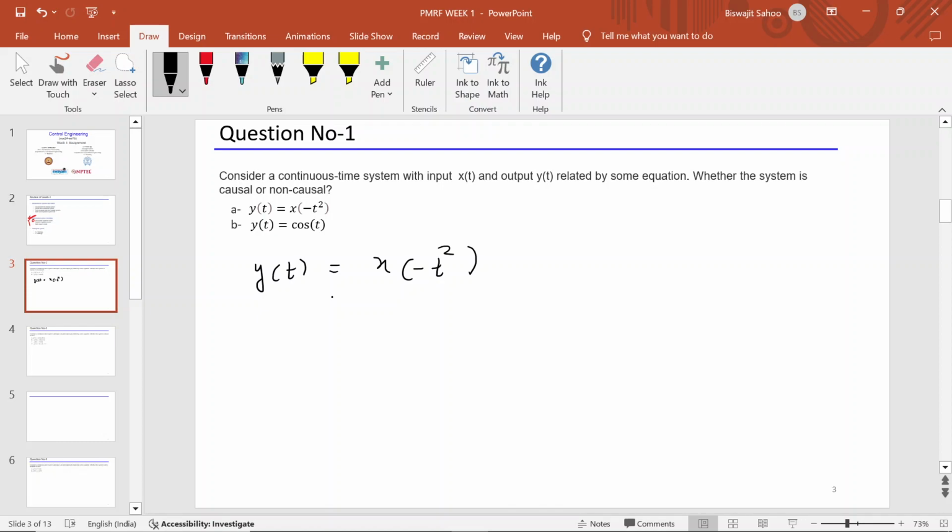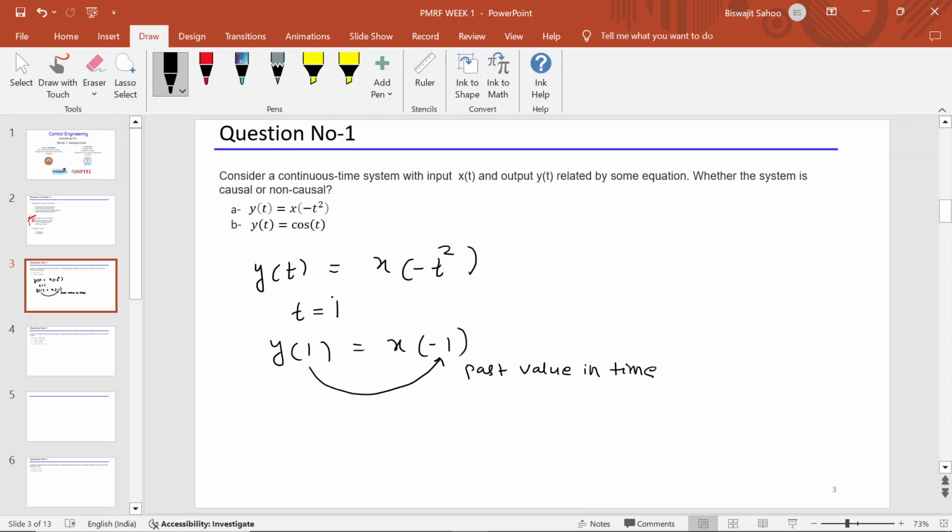Let's say I put t equal to 1. Then I get y of 1 equal to x of minus 1. It means your present output at t equal to 1 depends on the value x of minus 1, which is a past value in time. This is a past value in time.